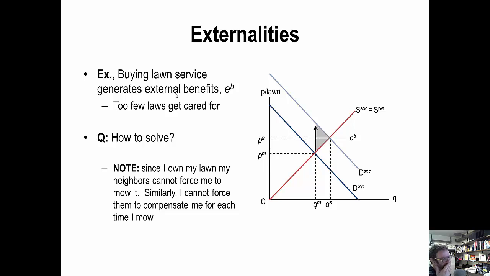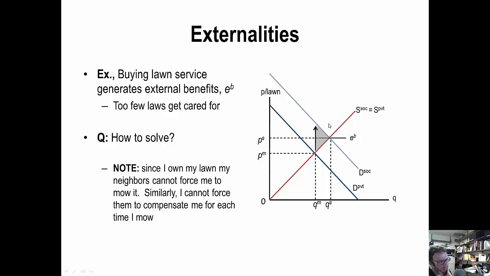So, imagine the case of mowing my yard. Here's a case where external benefits are actually produced. And unfortunately, because the private decision makers don't really account for those external benefits, yards are going to get mowed up to the point where private demand equals private supply, which is right here. Leads to deadweight loss in the economy equal to this gray shaded triangle right here.